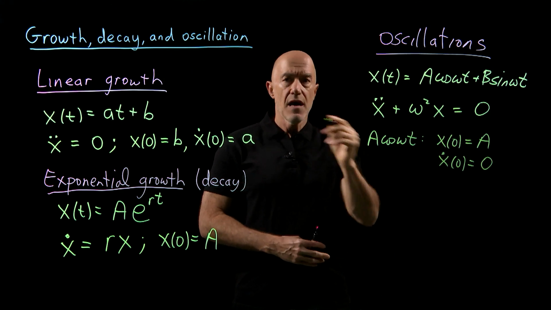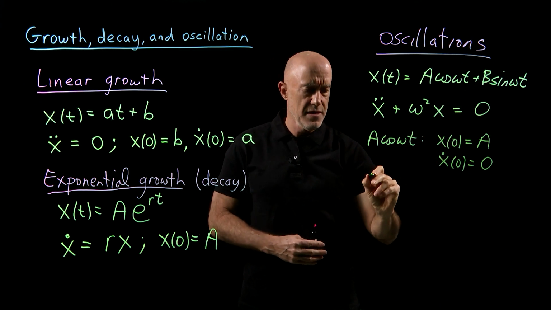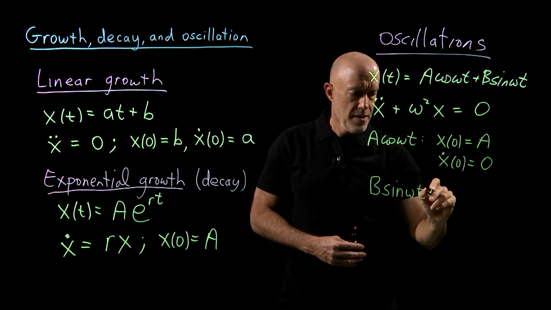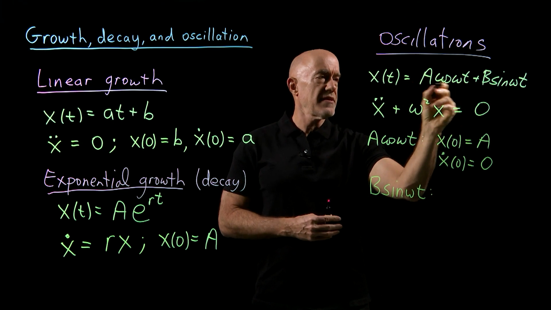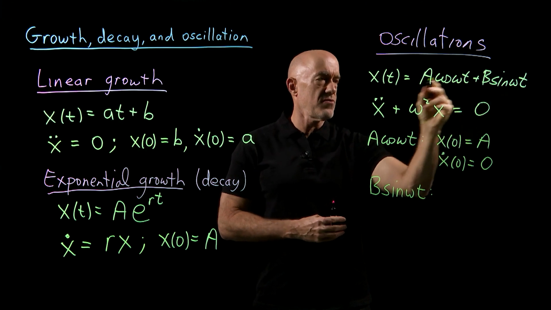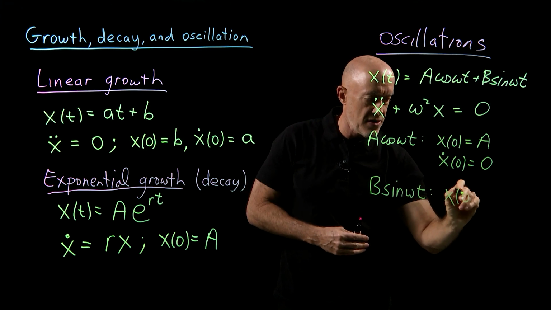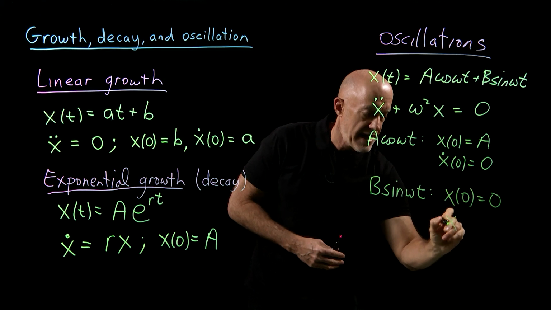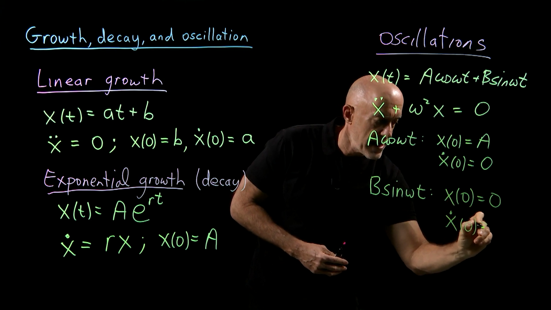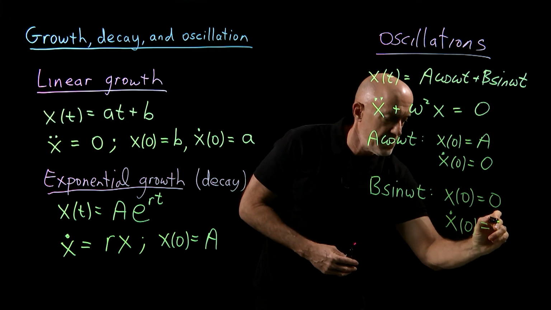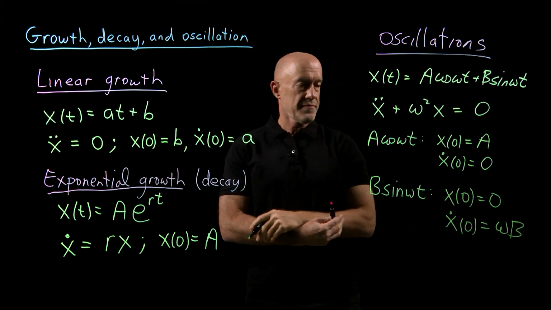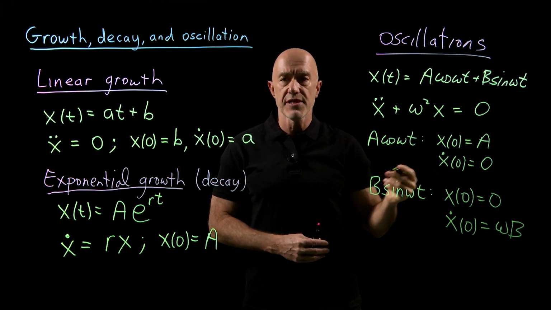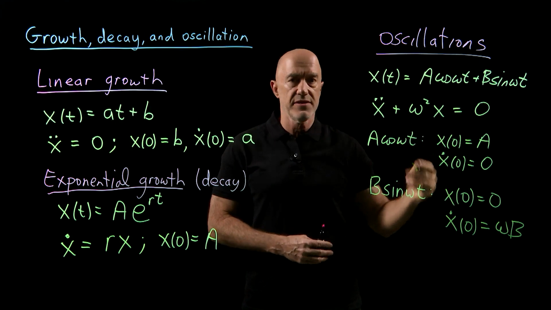On the other hand, if we wanted the solution b sine omega t, how would we get that? Well, we would like this a to be 0, so at t equals 0, we get a, so we would set x of 0 equal to 0. And then if we wanted to get b, we would set x dot of 0. So x dot of 0 brings an omega also, so that would be omega times b. Okay, so these are two separate initial conditions. In the first case, we would get a cosine function. In the second case, we would get a sine function.